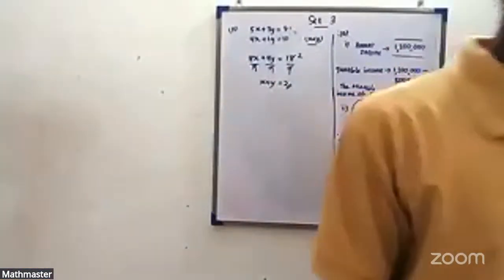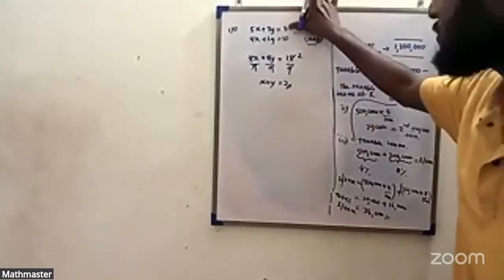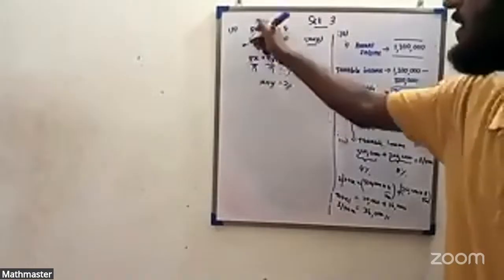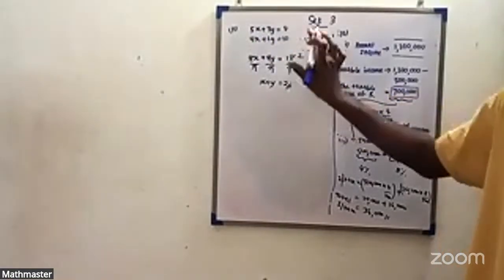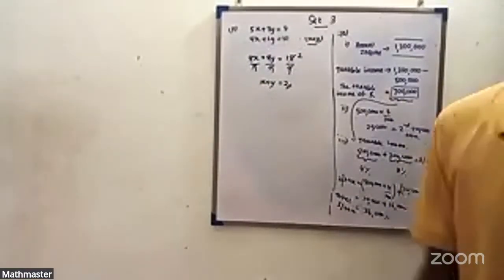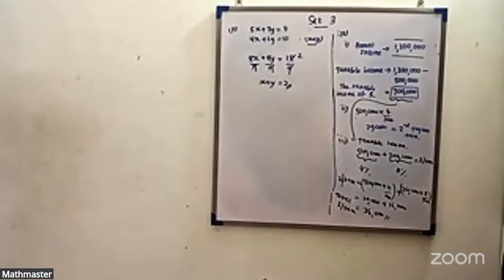So when they give this word called without solving, you have to do only two things. Either you subtract these two and see whether you can get a common number, or you can add them and see whether you can get a common number. Then divide by the same number and get the answer. Right?